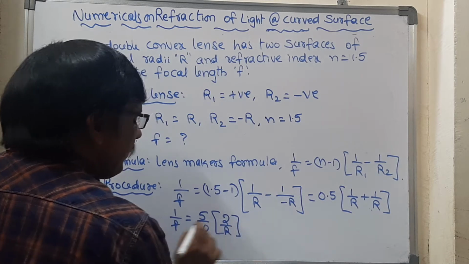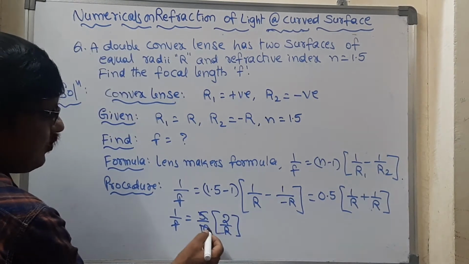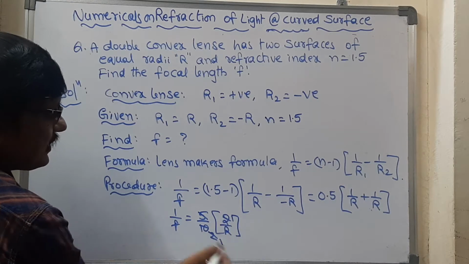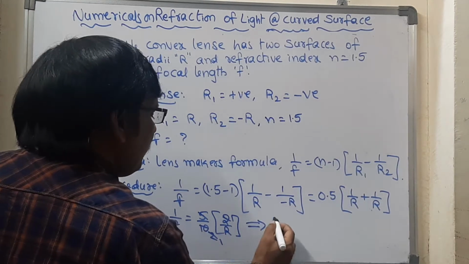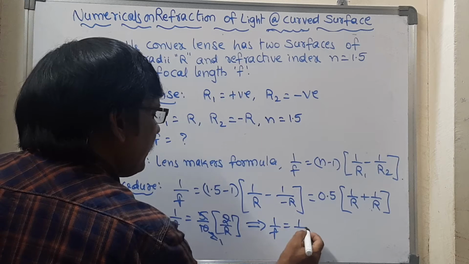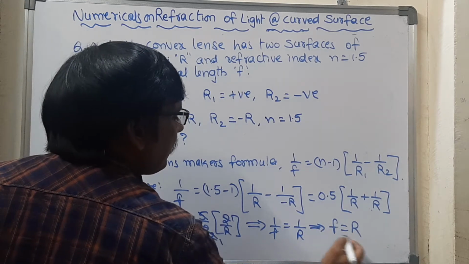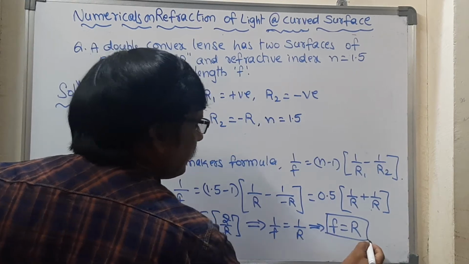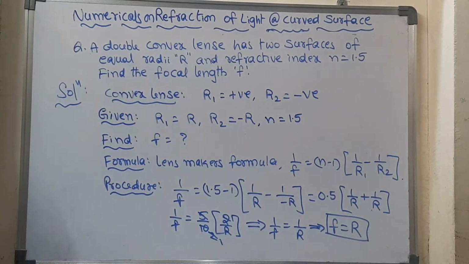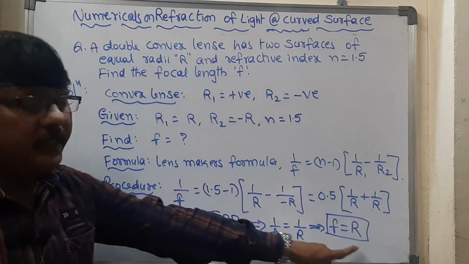Then 5 ones are 5, 5 twos are 10, 2 ones, 2 ones. What is left now? 1 by f is equal to 1 by R is left. Ultimately what we will get? f is equal to R. See that, is it the correct answer? Absolutely correct answer. How is it the correct answer?